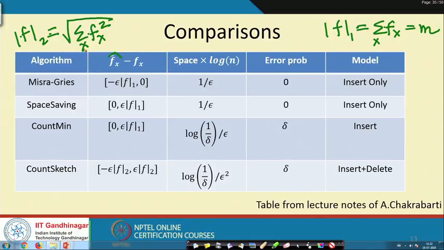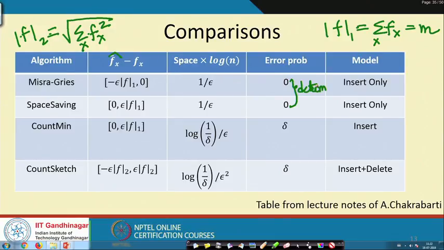CountMin has a bound that is similar to that of space saving, right. However, it uses a little more space, right. It is randomized, so it has some error probability. These two have error probability 0 because they are deterministic, right. However, CountMin can also be used to answer some more general queries. We did not really talk about that, and it also works for inserts only.